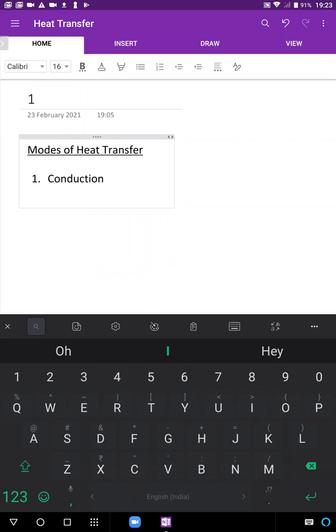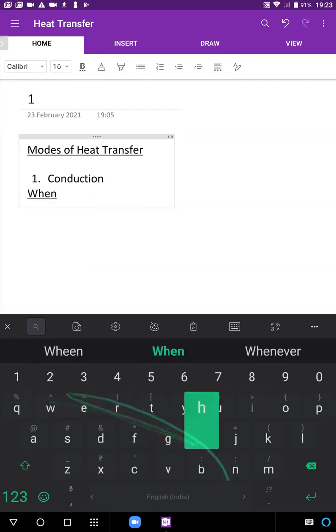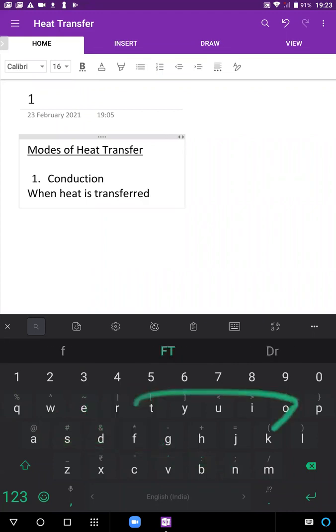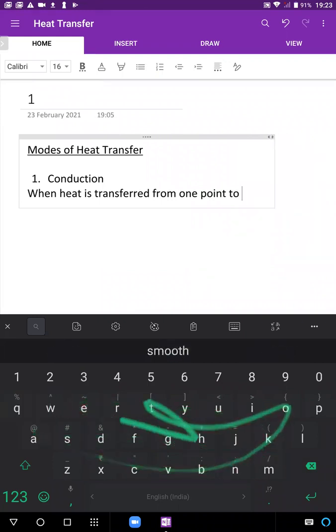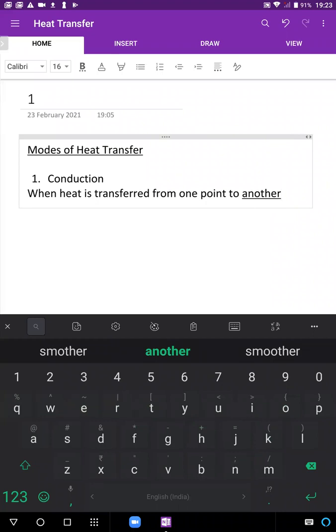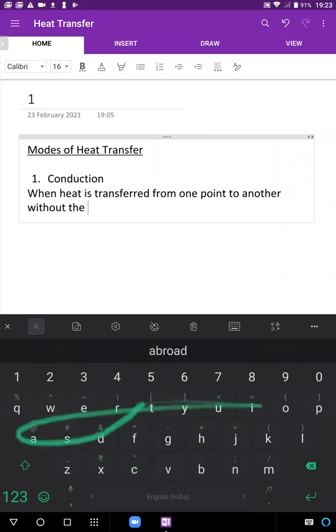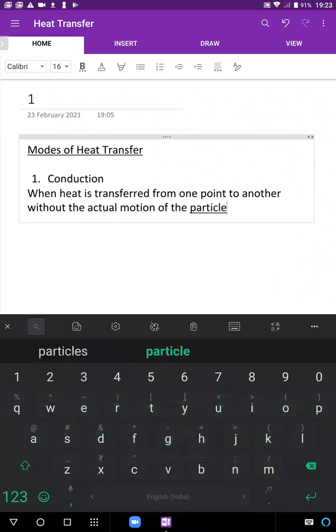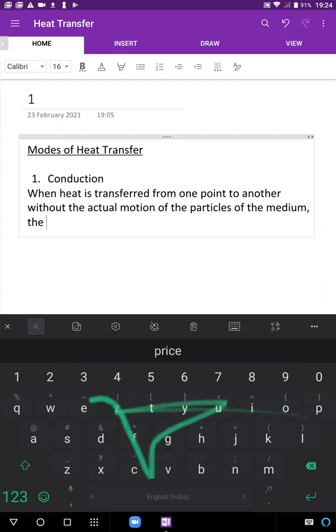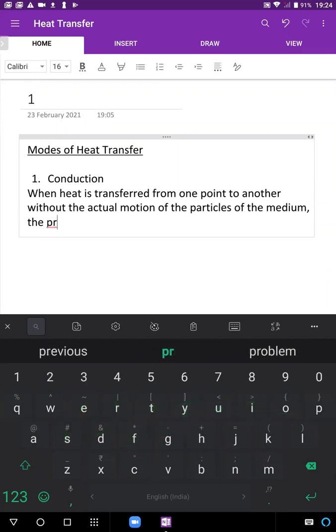So when heat is transferred from one point to another without the actual motion of the particles of the medium, the process is called conduction.